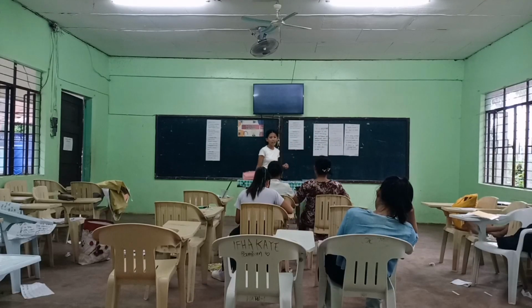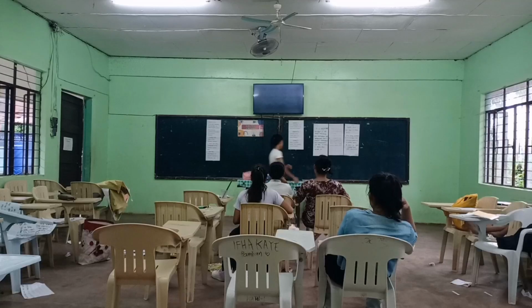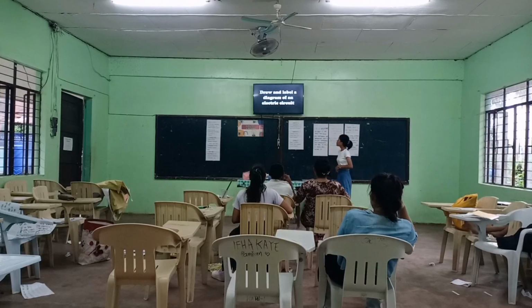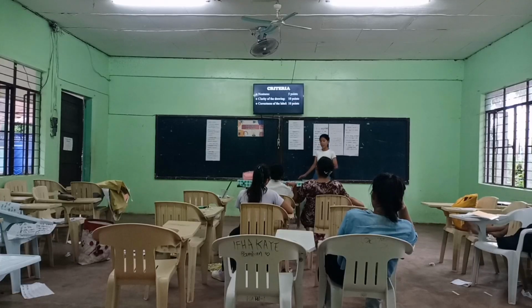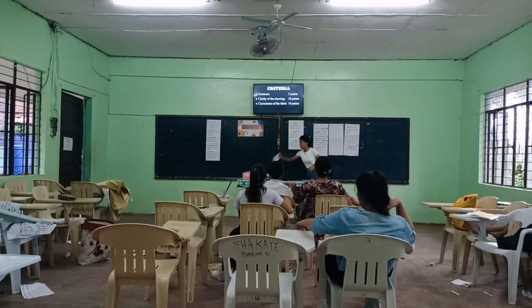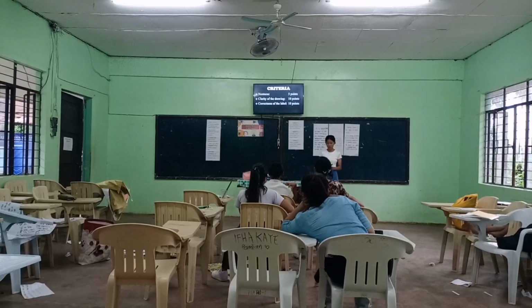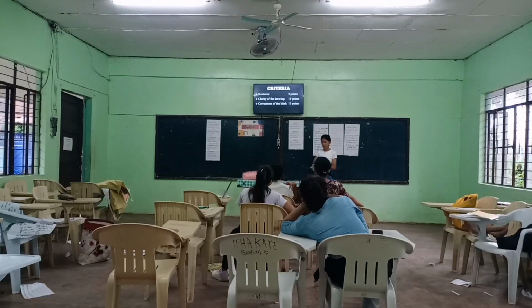So class, do you have any questions? None, ma'am. Since none, we will have an activity. In this activity, you are going to draw and label a diagram of an electric circuit. Before you proceed with your activity, this will be your criteria. Neatness, 5 points. Clarity of the drawing, 10 points. Correctness of the label, 10 points.